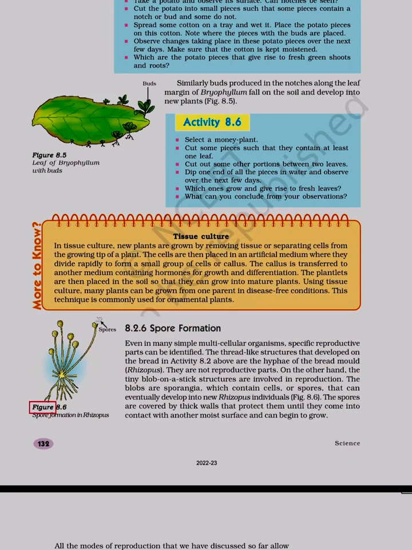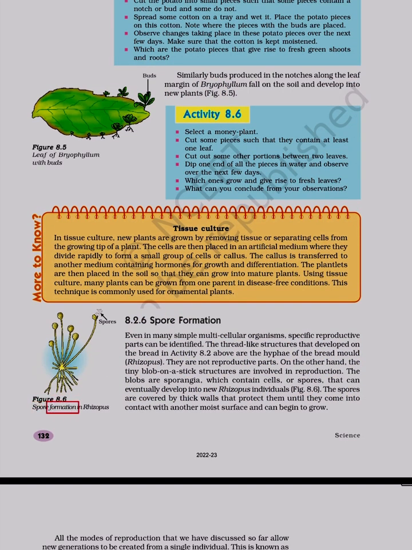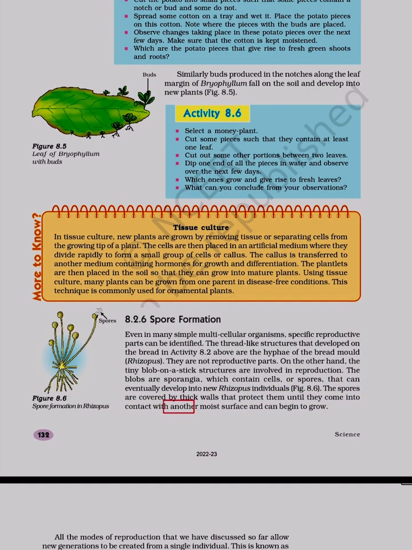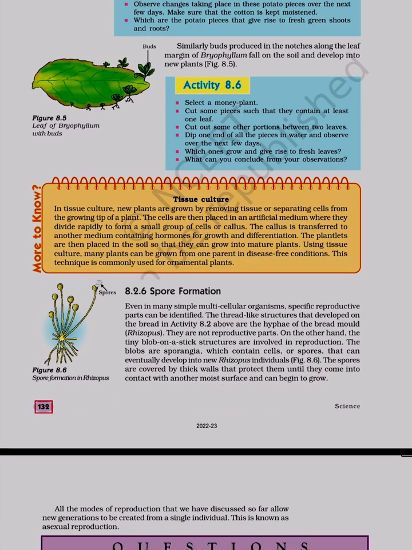Figure 8.6. Spore formation in Rhizopus. 8.2.6 Spore formation. Even in many simple multicellular organisms, specific reproductive parts can be identified. The thread-like structures that developed on the bread in activity 8.2 above are the hyphae of the bread mold Rhizopus. They are not reproductive parts. On the other hand, the tiny blob on a stick structures are involved in reproduction. The blobs are sporangia, which contain cells, or spores, that can eventually develop into new Rhizopus individuals. Figure 8.6. The spores are covered by thick walls that protect them until they come into contact with another moist surface and can begin to grow.